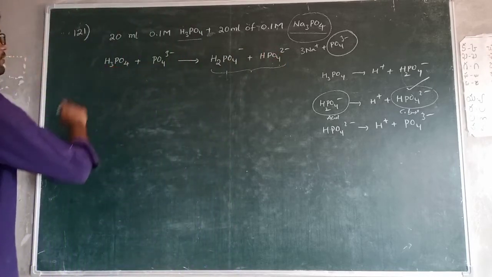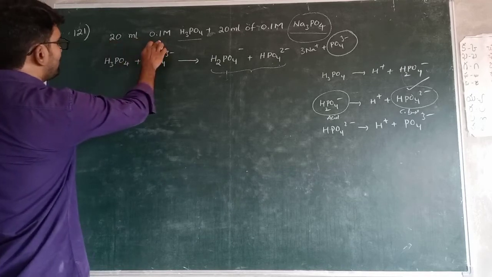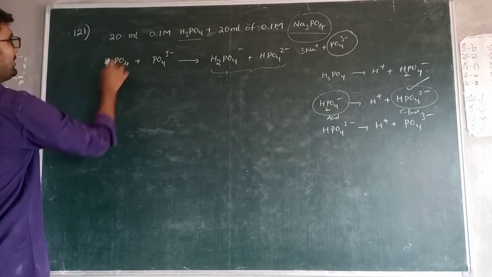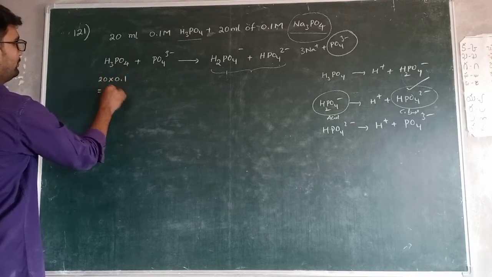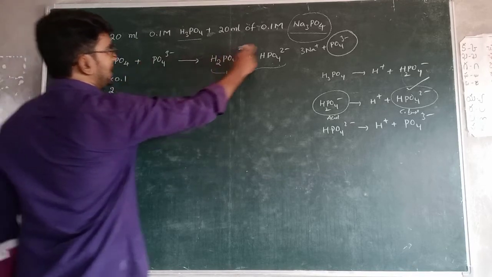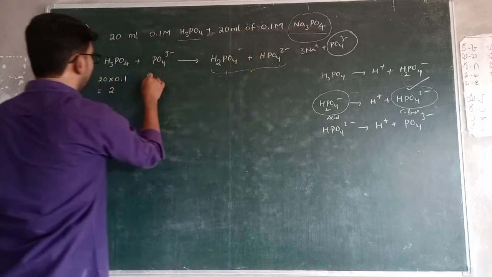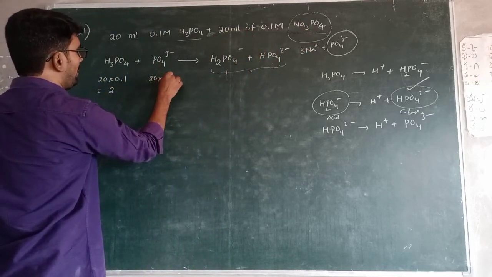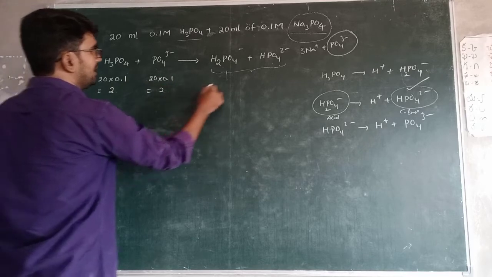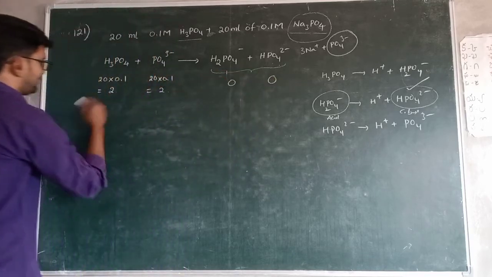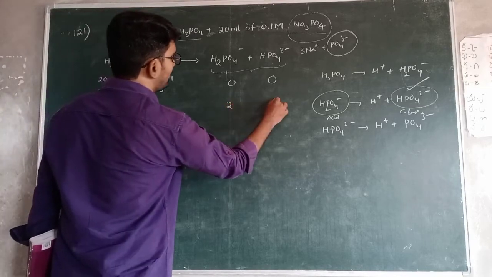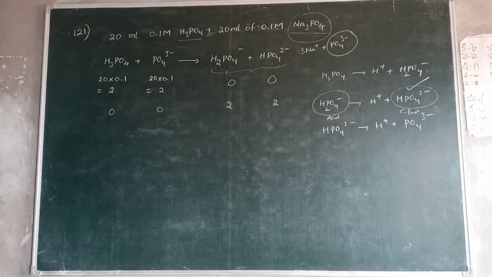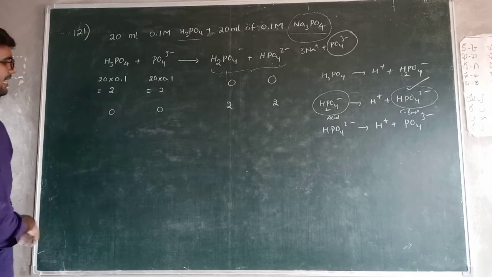H3PO4 gives how much? 20 ml of 0.1 means milli equivalents is 20 into 0.1, so this is 2. PO4 3 minus, that is Na3PO4, how much? It is also 20 into 0.1, so 2 milli equivalents. Initially no products. After some time these reactants are involved in the reaction and give 2 each. So it forms an acidic buffer.